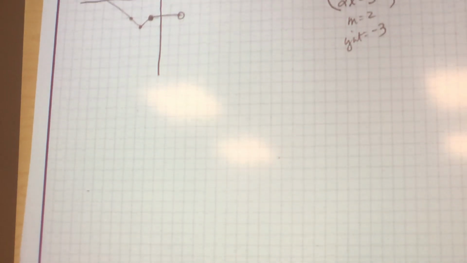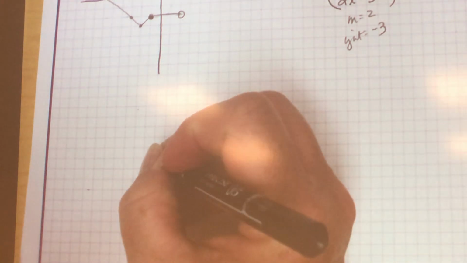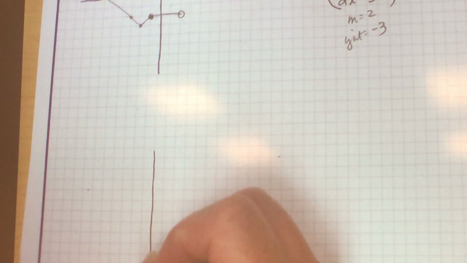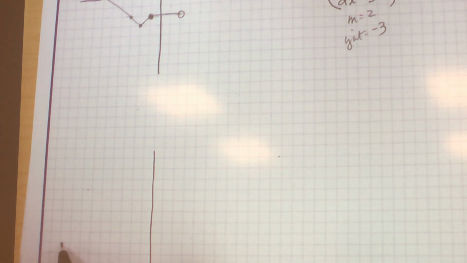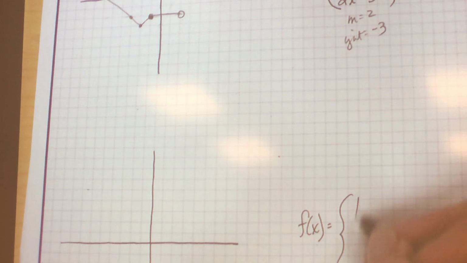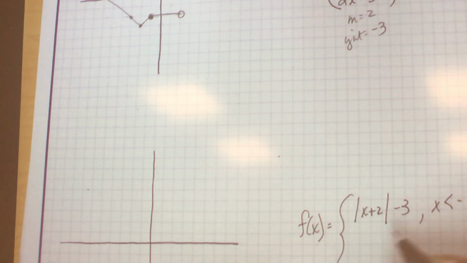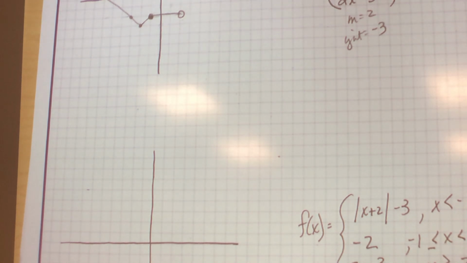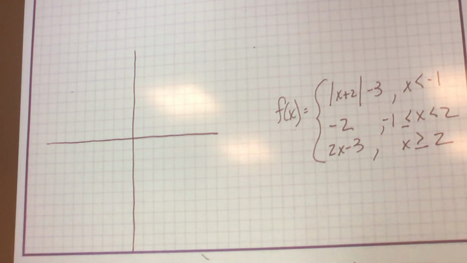Alright, so I'm going to do the same problem, but I'm going to do it my way. I'm going to go down here and draw me a little graph, and I'm going to graph that same equation. F of x is equal to absolute value of x plus 2 minus 3 when x is less than -1, -2 when x is between -1 and 2, including -1, excluding 2, 2x minus 3 when x is greater than or equal to 2. Okay, so this is the first thing that I do.